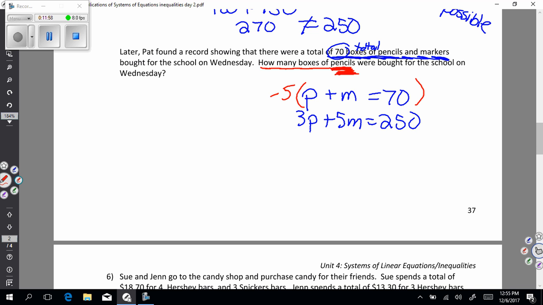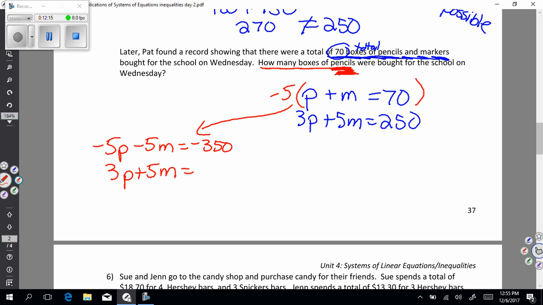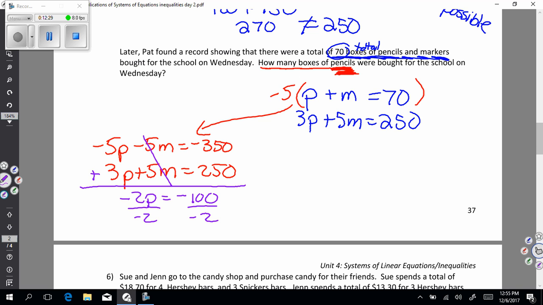So the top equation, I'm just going to rewrite it over here. It will be -5P minus 5M equals -350. The bottom equation I keep as is. I can add these together. And the markers are eliminated at -2P equals -100. Divide both sides by -2, and P equals 50.